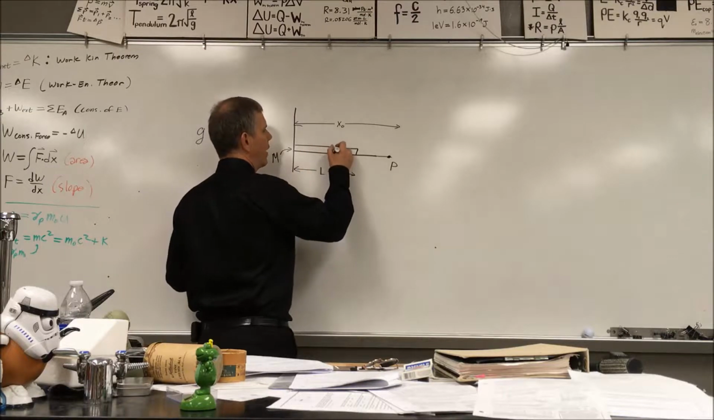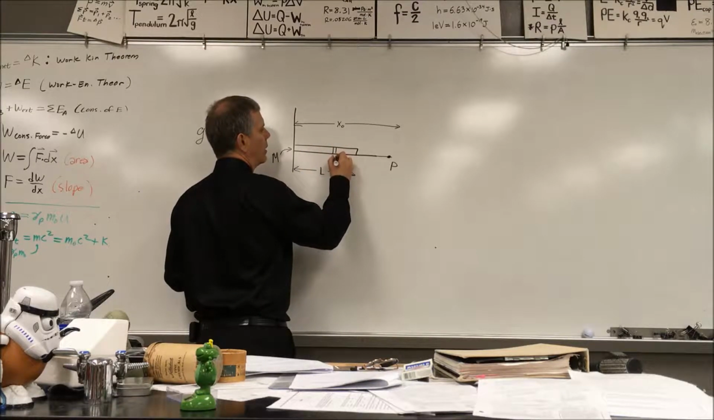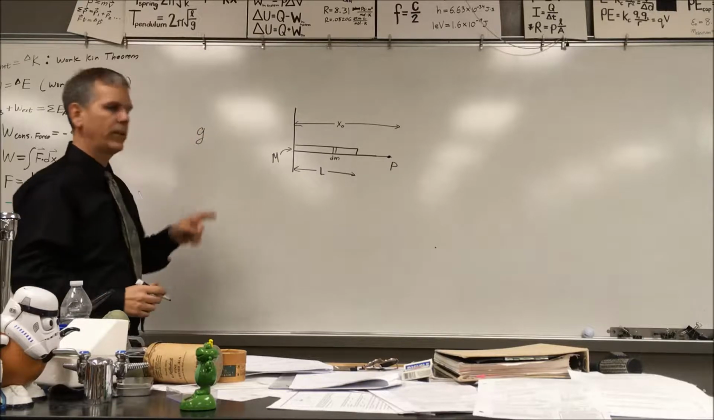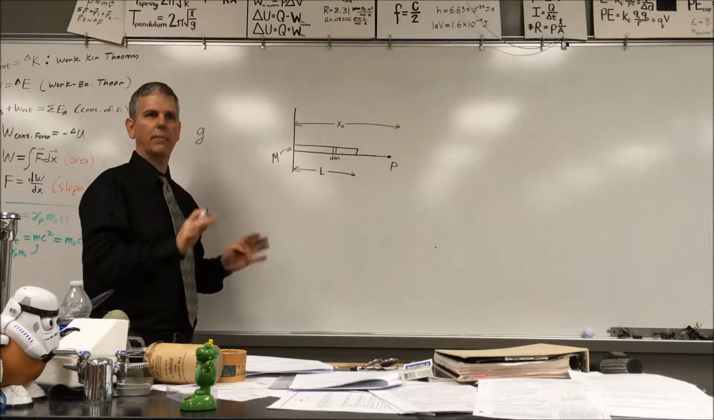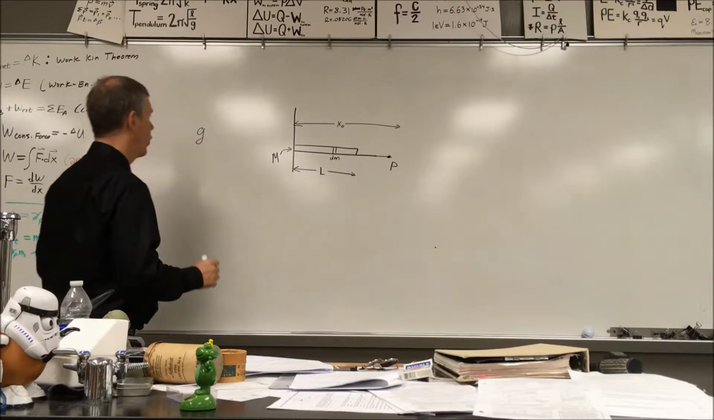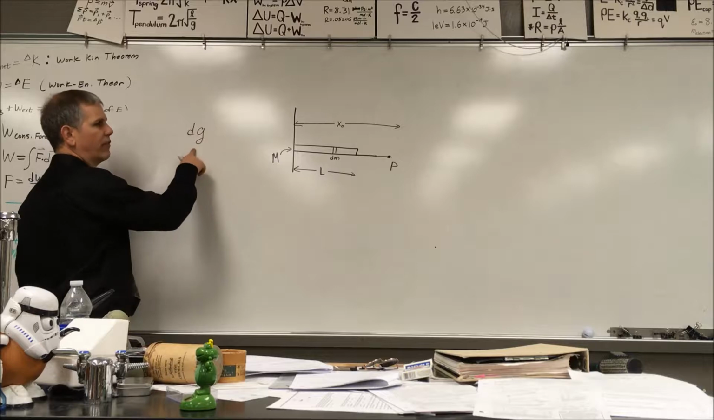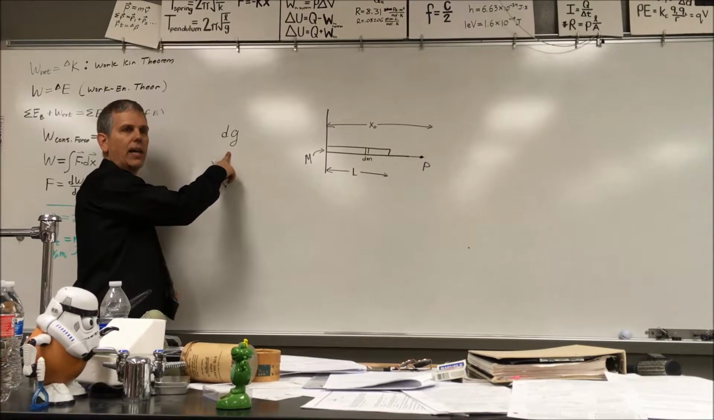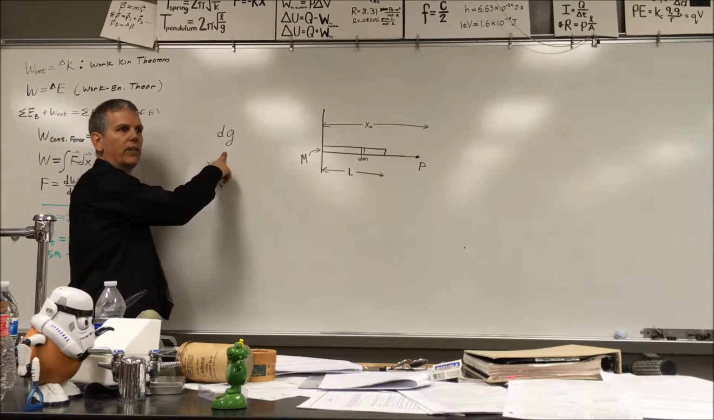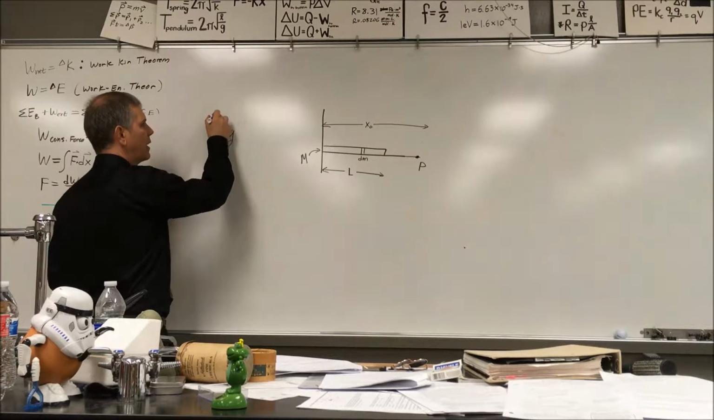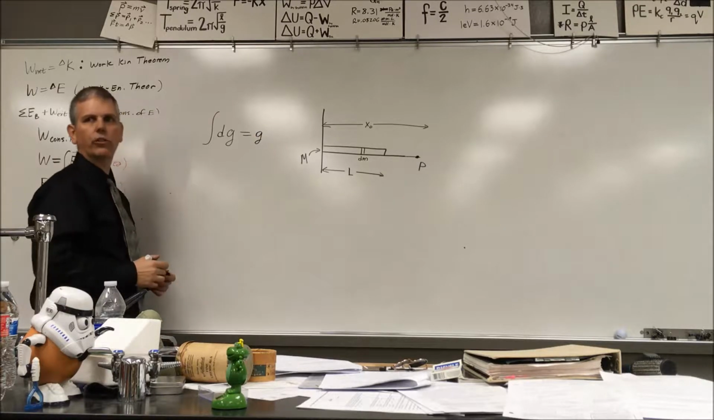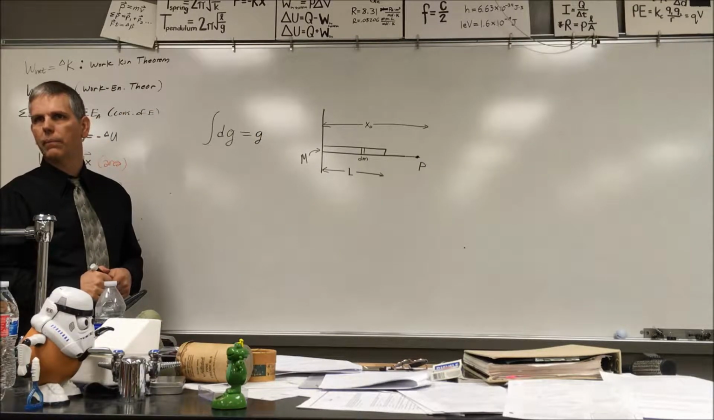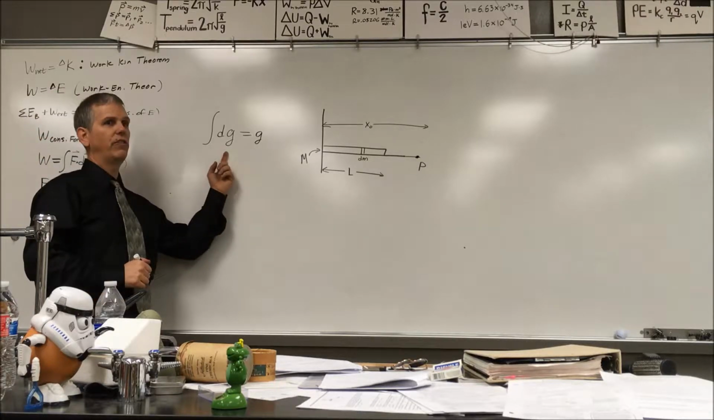So what we do is we define a very small dm. And as we know, if you can find a small differential and add them together, you get the whole thing. So what we're actually going to do is this. If we can find dg, an infinitesimally small gravitational field, and if we take the integral of it, we will have the total gravitational field due to the bar. So what do we have to do? We have to define dg.